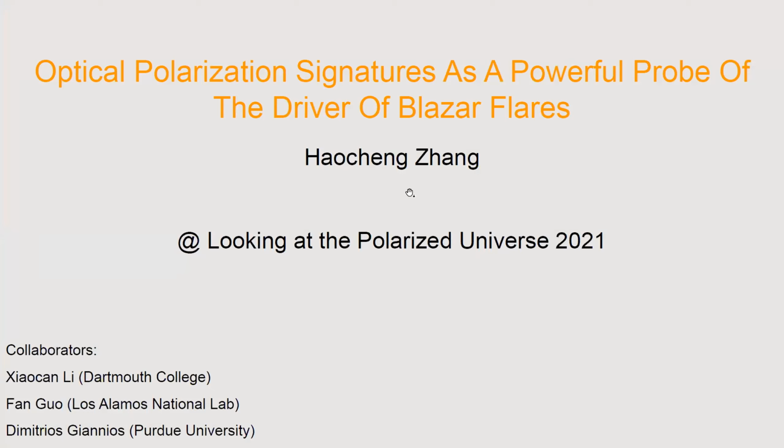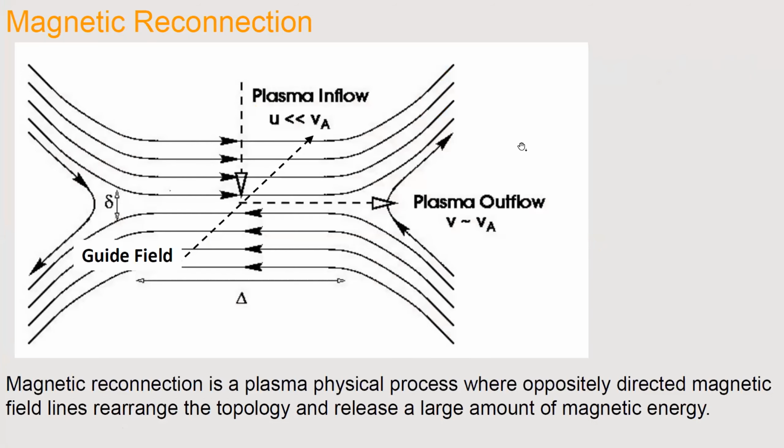I would like to briefly talk about our recent simulations of magnetic reconnection in the blazar environment, focusing on the optical polarization signatures. Our goal is to get a very systematic understanding of all the observables from reconnection and to study their dependence on the reconnection physics with some statistics.